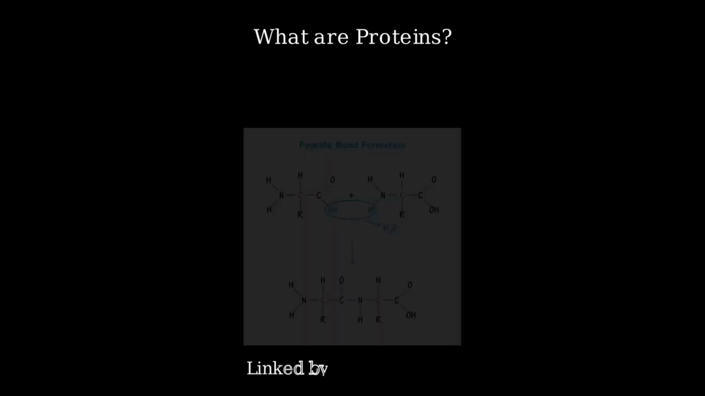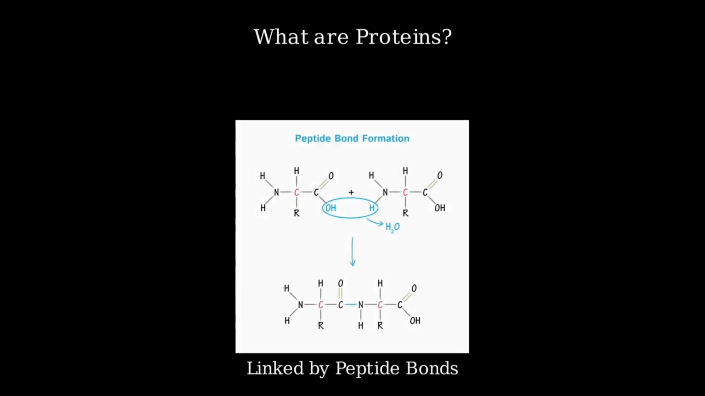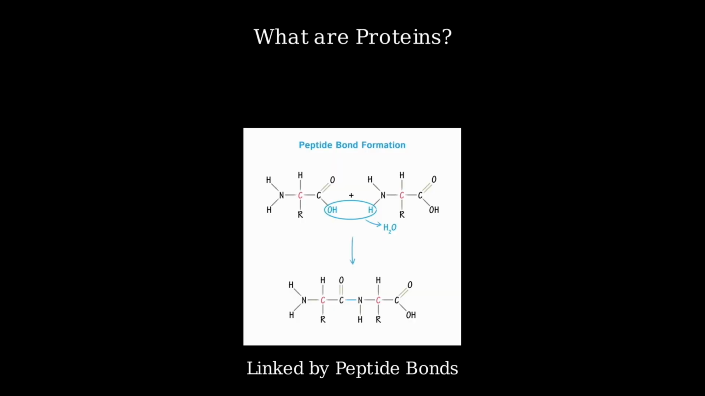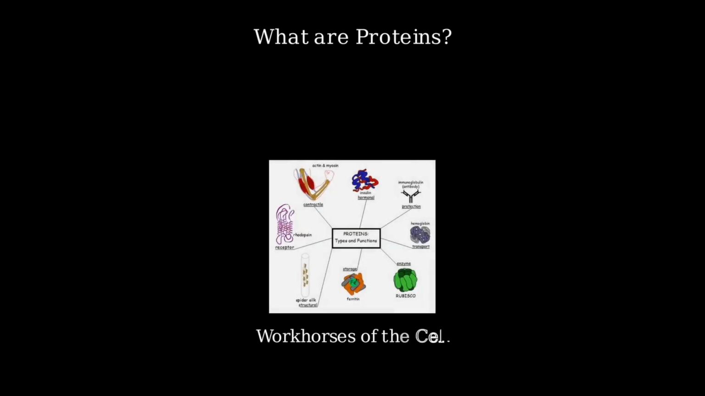These amino acids are linked together through chemical bonds called peptide bonds, forming long chains that fold into complex three-dimensional structures. Think of proteins as the workhorses of your cells. They perform a vast array of functions, including catalyzing chemical reactions, providing structural support, transporting molecules, and regulating biological processes.